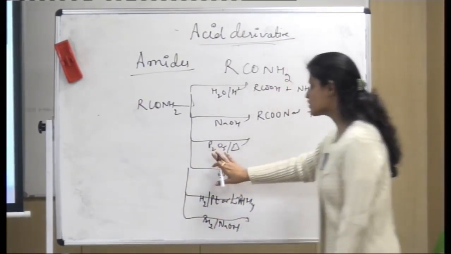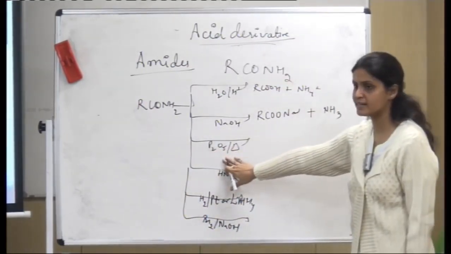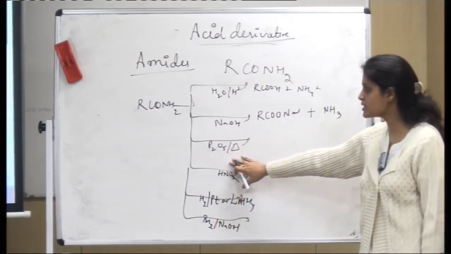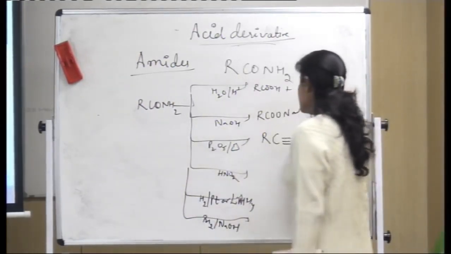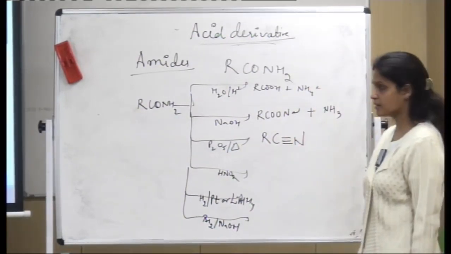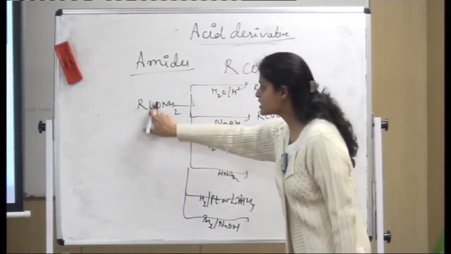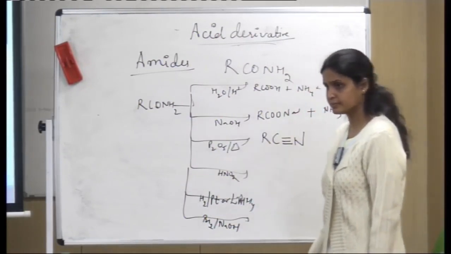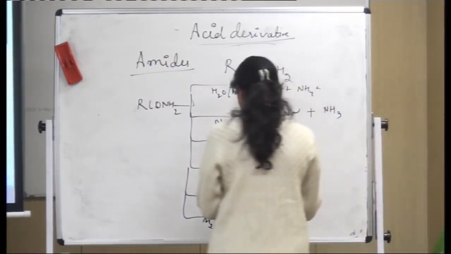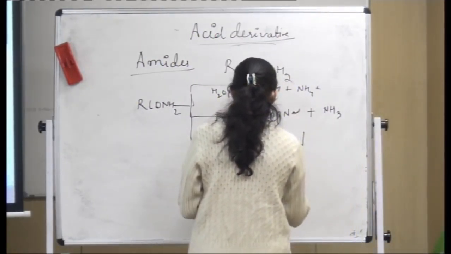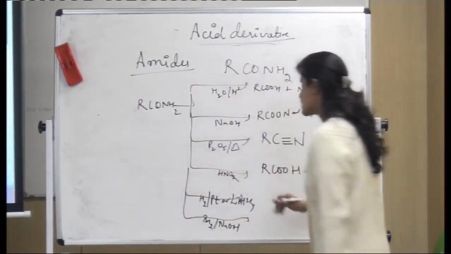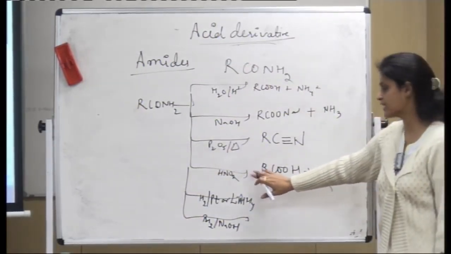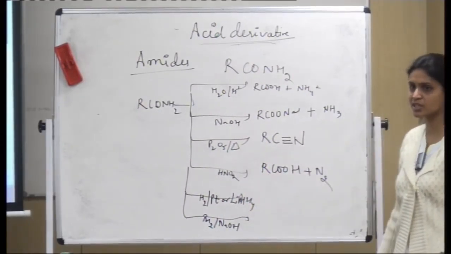What should be the reaction with phosphorus pentaoxide? It is used for dehydrating purpose. So what should be the reaction? RCN. You are removing this as a water molecule, right? What should be the reaction with HNO2? What do you call this reaction? Oxidizing reaction or reduction reaction? Oxidation reaction.